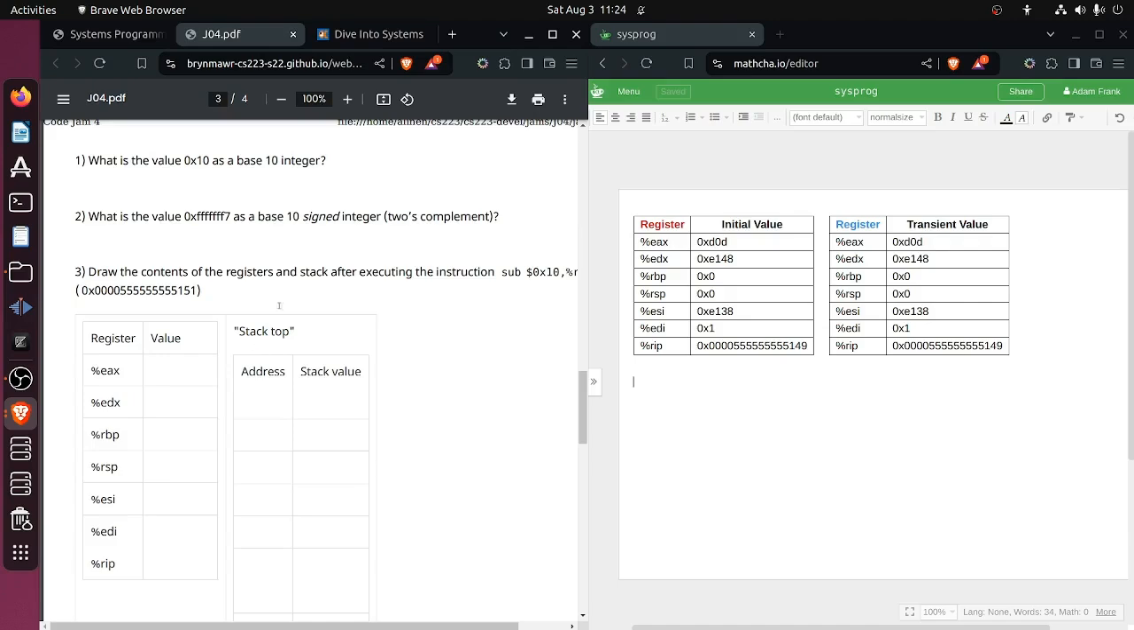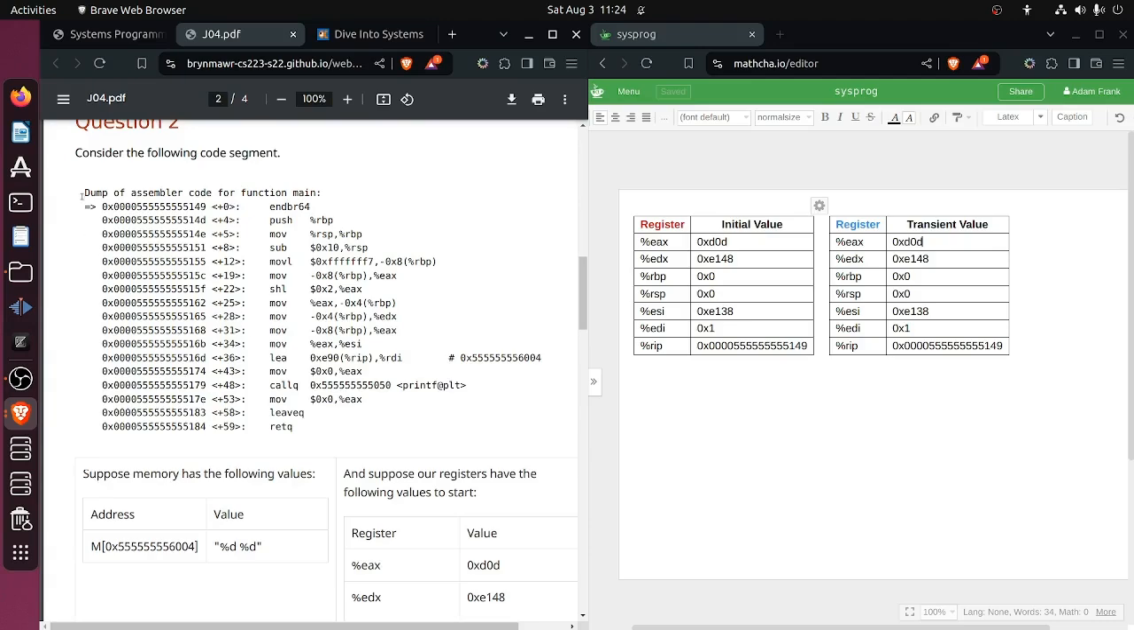Here, we want to draw the contents of the registers, and over here I have reproduced these values just for easy reference and comparison. I'm going to leave the initial values unchanged, and then edit these as we do a walkthrough of the assembly instructions. We want to draw the contents of the registers and stack after executing the instruction at this address, which, if we come back up to the assembly, is this line right here. So we want to say what the contents of all these values are after running this line of assembly.